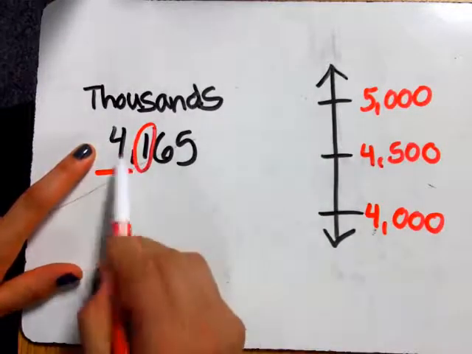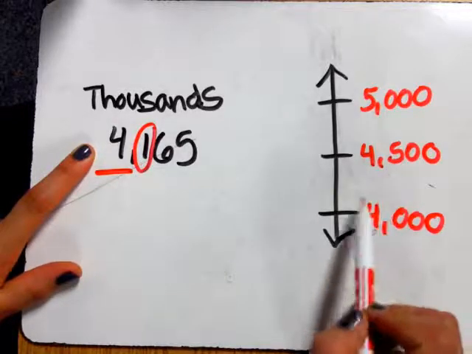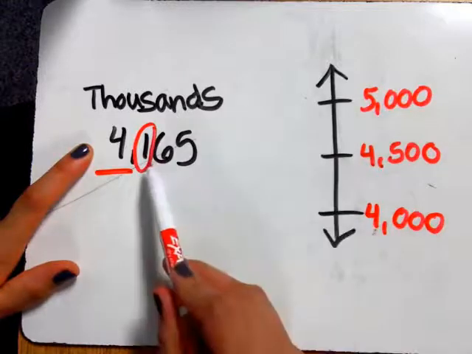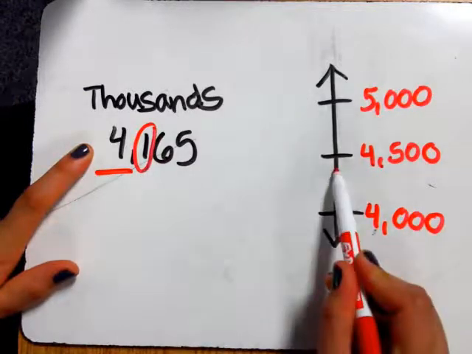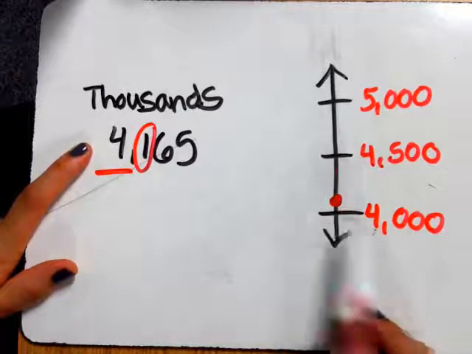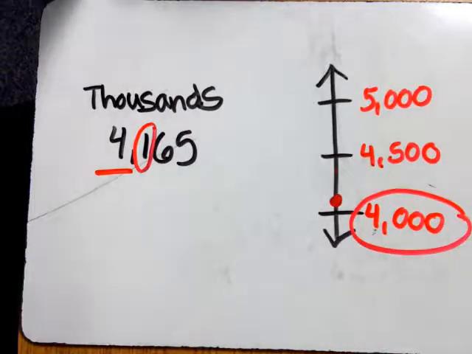Well, 4,100 is definitely not more than 4,500. So it's going to be in this section. And I do want you to guesstimate it. I wouldn't want you to put this number 4,100 right here, because I would say that's about 4,400. It's really right here, and the dot is closer to 4,000. So we rounded down. So this does take practice.